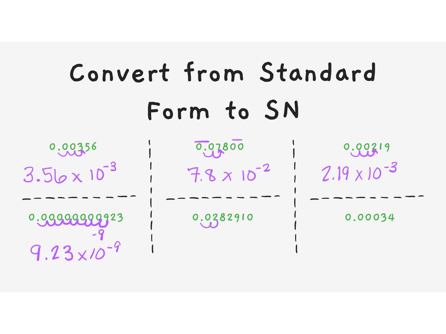Moving on, 1, 2. We're going to have 2.8291 times 10 to the negative 2. And last but not least, 1, 2, 3, and 4. So we have 3.4 times 10 to the negative 4. I hope you did well.